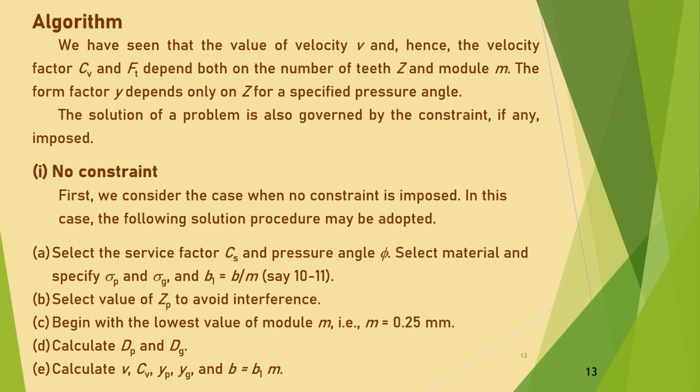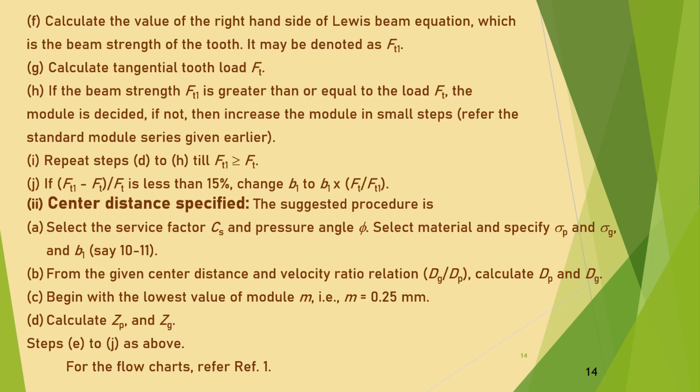Calculate the diameter of the pinion and gear. Calculate the velocity factor, the form factors for pinion and gear, and the beam width b, which is equal to b1 multiplied by the module. Next, calculate the value of the right hand side of Lewis beam equation, which is basically the beam strength of the tooth. It may be denoted as Ft1. Calculate tangential tooth load Ft.